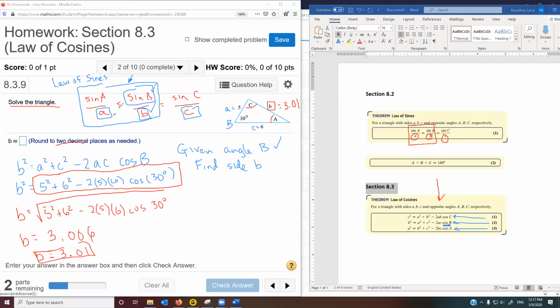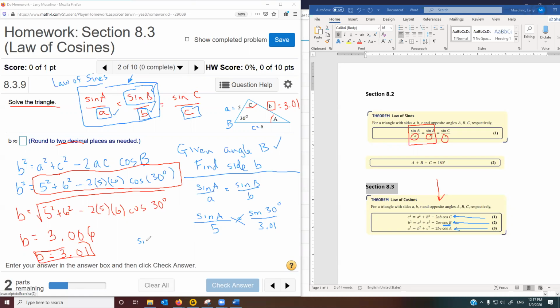Well, now we do know 3 of the 4 unknown quantities, so I could use law of sines now. So let's write it, because I want to find angle A as the next step. So let me write law of sines. It's going to be sine A over side A equals sine B over side B. Okay, so this is going to be sine A over side A, which was given as 5. And that's equal to sine of 30 degrees over side B, which we just figured out is 3.01.